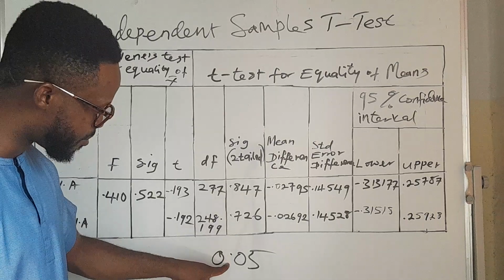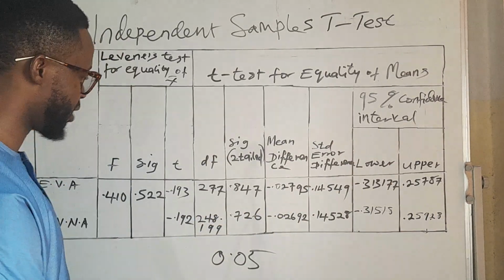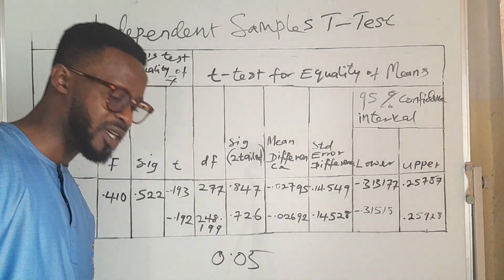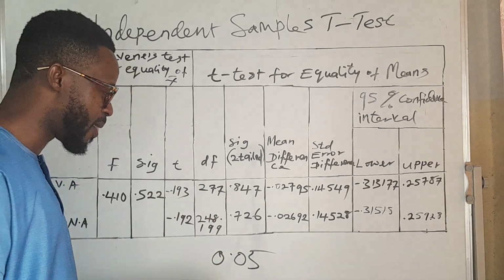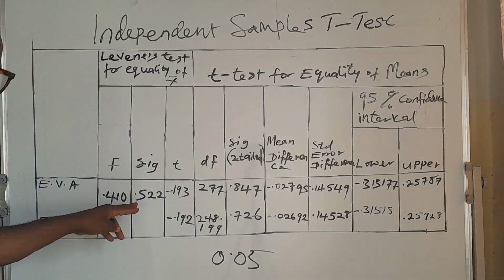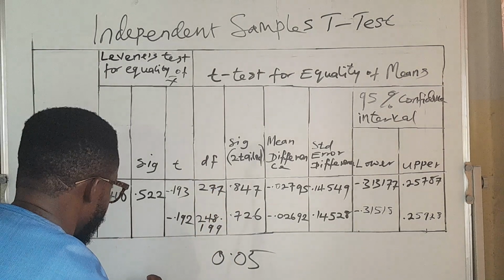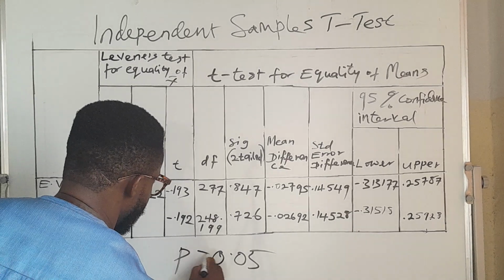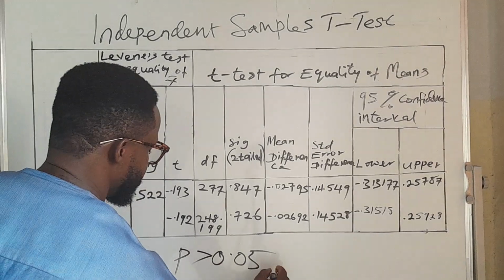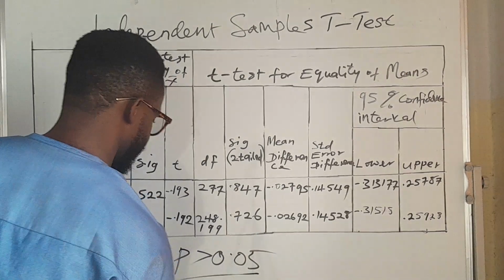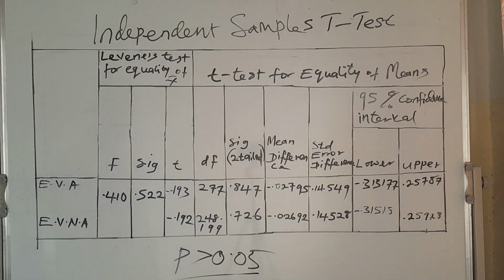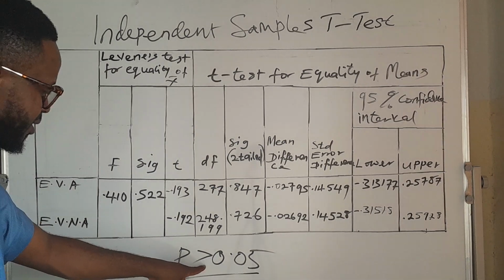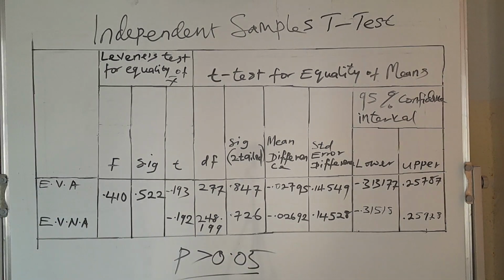If this is above, you will not reject the hypothesis. But if this is below, you do what? You reject. If it is below or equal to, you reject the hypothesis. So from here now, it could be written this way, that P is greater than 0.05. P is what? Greater than 0.05.